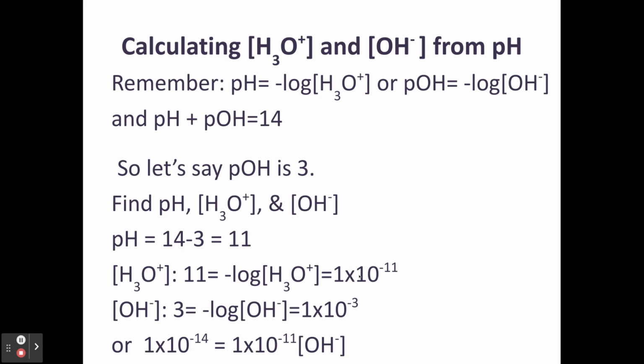If we know that the hydronium concentration is 1 times 10 to the negative 11th, we could find our hydroxide concentration by taking our 1 times 10 to the negative 14th divided by our 1 times 10 to the negative 11th and get our hydroxide. Or we knew that the pOH was 3, so we could say 3 equals the negative log of the hydroxide concentration. So that would be 10 to the negative third, or 1 times 10 to the negative third. And so we'll be looking at lots of these problems over the next few days.